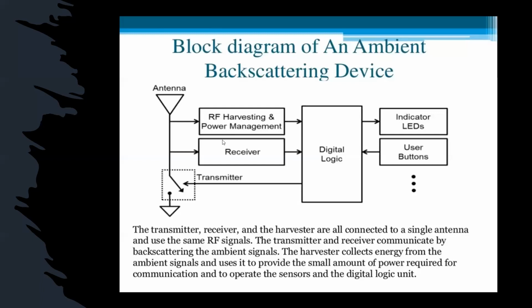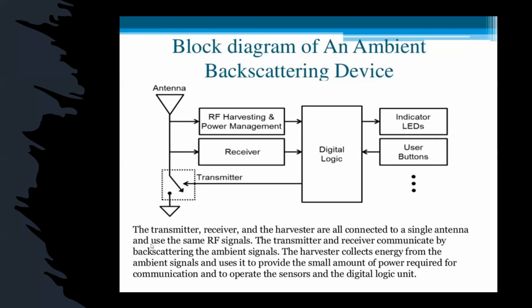This is a block diagram of a backscatter device. Here we have an antenna. From the antenna, the RF signal is received. RF harvesting and power management is sent to the digital logic and then to the indicator LEDs. From that, again it is reflected using buttons to the digital logic, then sent to the transmitter.